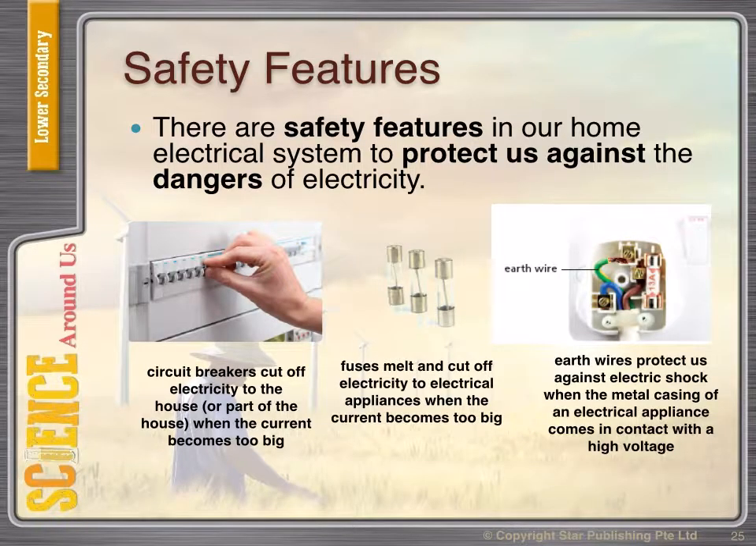So what are the safety features in our home to prevent these electrical hazards from happening? Okay, there are circuit breakers. If the current is too high, it will break the circuit so that current stops flowing. The second one is called a fuse. If a large current flows through, it will melt and cut off the electricity. The third one is called the earth wire. The earth wire is connected to the earth and to the metal casing, so in case you touch the metal casing, you will not get an electric shock.